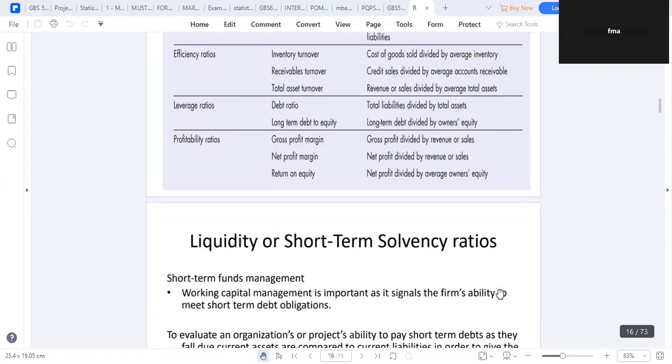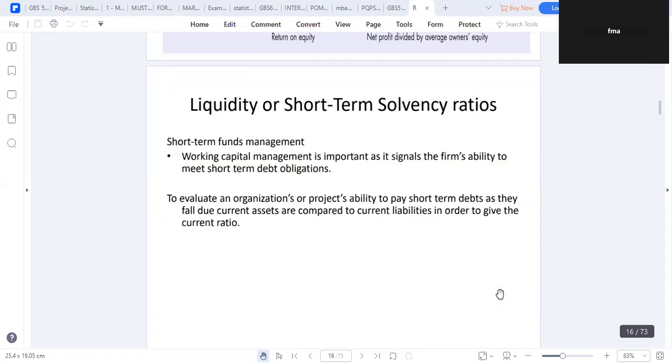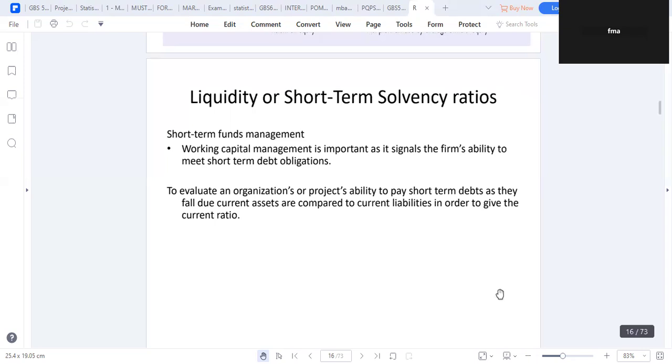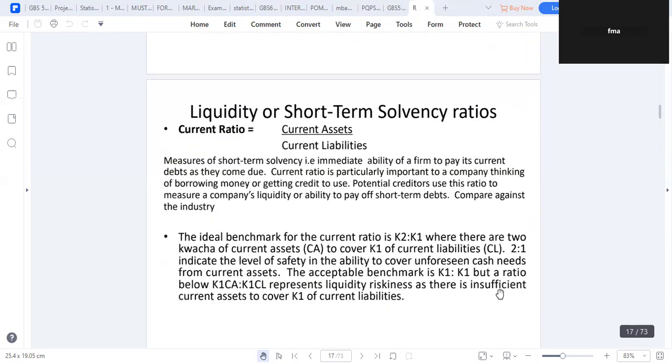All right, so liquidity ratios. Now, liquidity ratios, they look at short-term funds. The working capital management is very important because it will signal a firm's ability to meet short-term obligations. So, to evaluate a firm's ability to pay short-term debts as they fall due compared to the current liabilities over time. The benchmark for liquidity ratio is on the current ratio, we're looking at the immediate ability of a firm to meet its current debts. So we have a 2 to 1, which is the generally accepted benchmark.